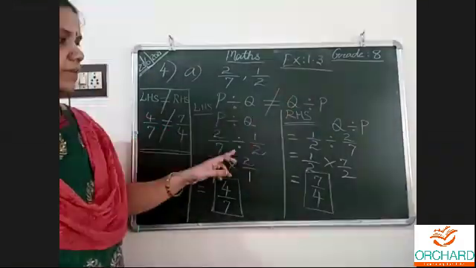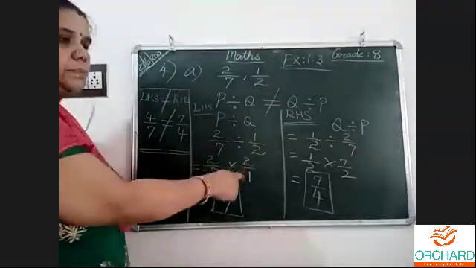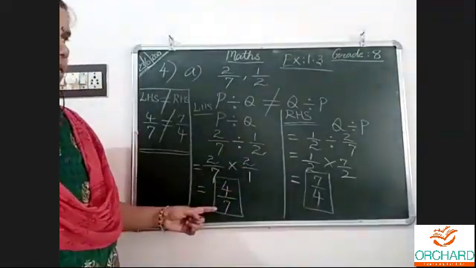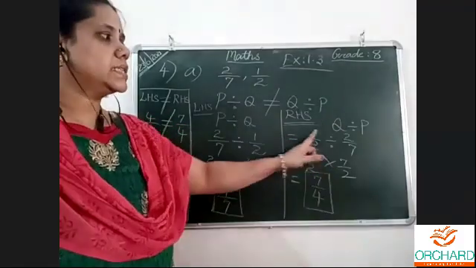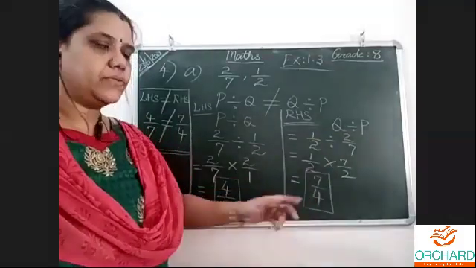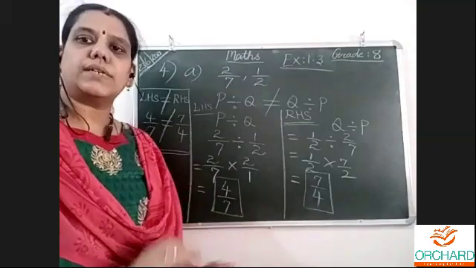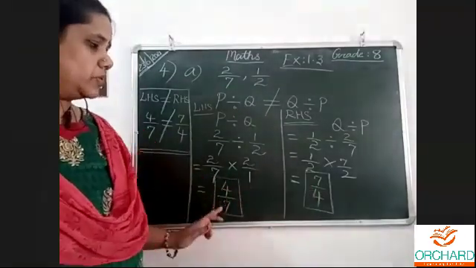P and Q we are doing. I am changing the sign. The second number is the reciprocal. Then we are bringing Q divides P, second number versus first number. Then we are doing 7 by 4, the reverse. Always we will get like that only. These are not equal. This one is a reciprocal of this number.